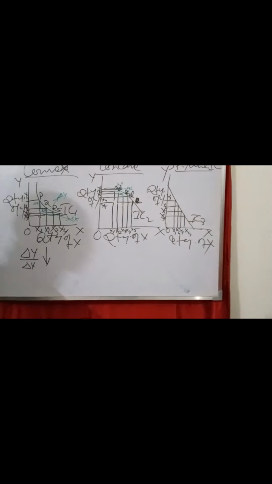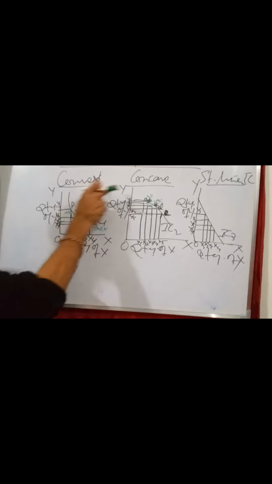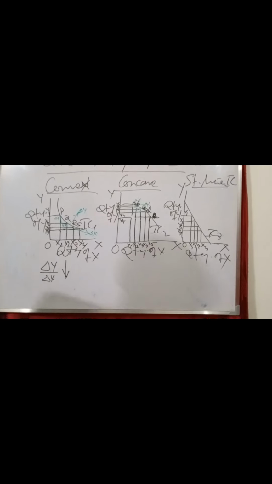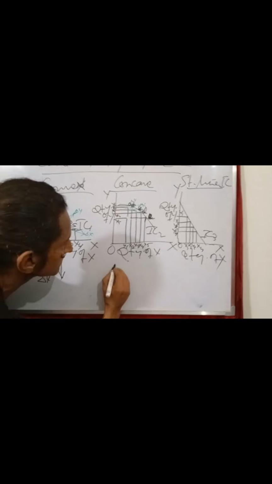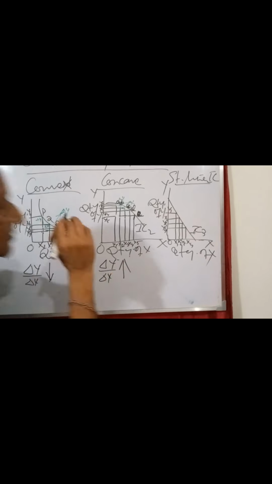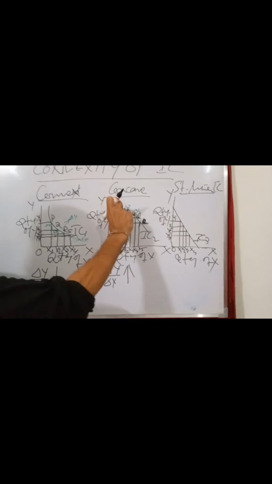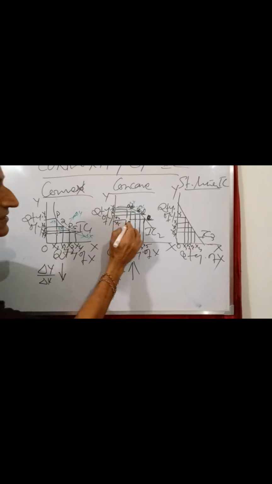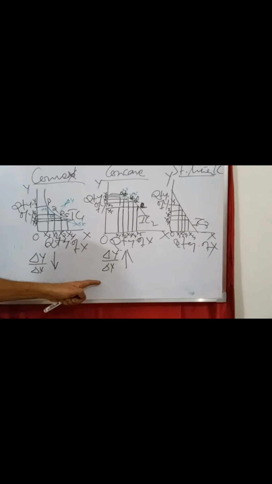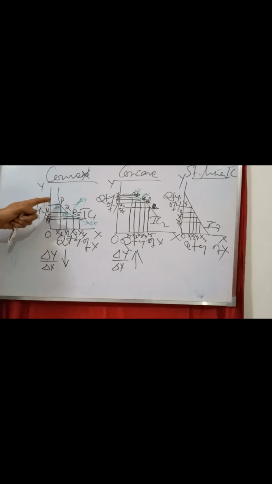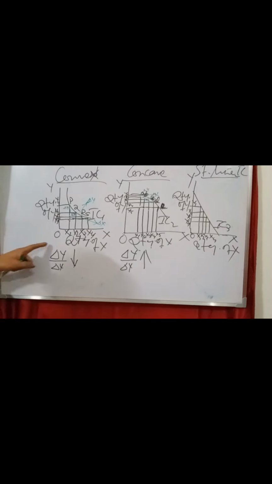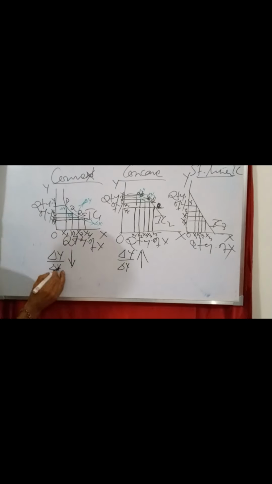So what difference can we see between the convex and concave indifference curve? In case of the concave indifference curve, delta Y by delta X is rising. Why is it rising? Because delta Y is gradually rising, delta X remaining the same. That is why delta Y by delta X is rising. And here delta Y is falling, whereas delta X remains constant. That's why delta Y by delta X is coming down.